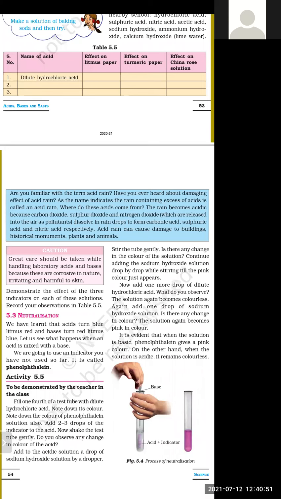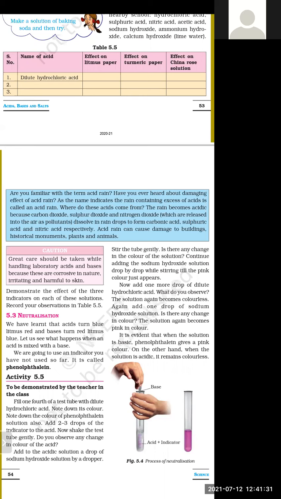If nitrogen dioxide gets mixed with rainwater, it will form nitric acid. Both sulfuric acid and nitric acid are very harmful in nature. They can damage crops, buildings, and historical monuments, like our Taj Mahal. The marble of the Taj Mahal is getting damaged day by day because of the pollution present in the air, due to acid rain.